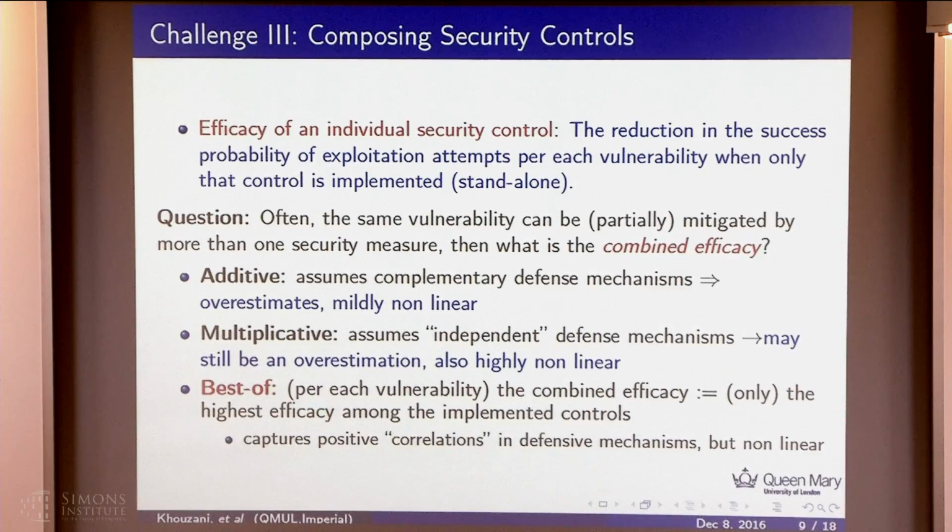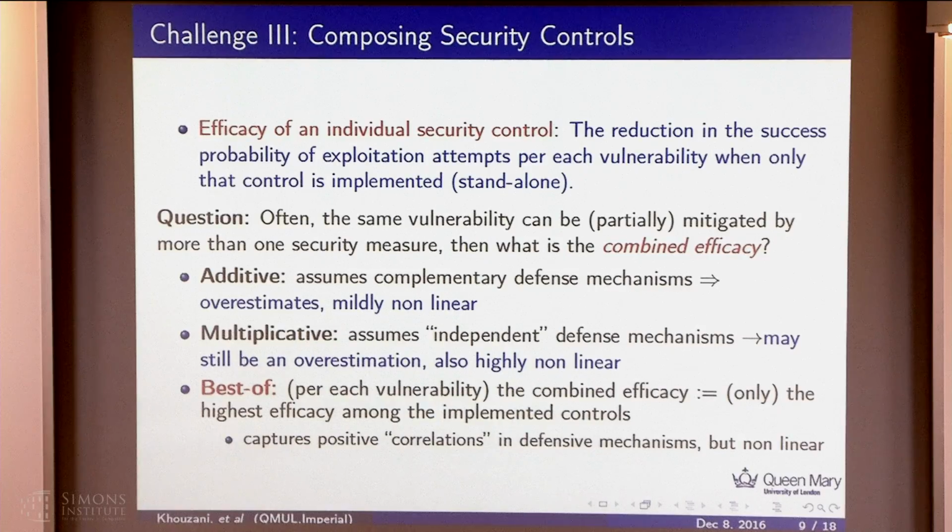And here we went through three possible approaches. The first, the most linear of the three, is where we assume that the efficacy adds up, capped to a certain maximum. But this clearly overestimates, in most cases, the combined efficacies of controls. Then we considered a highly nonlinear composition, which is multiplicative, things independently combined. So if a vulnerability has to pass through all controls that may affect it, but this again still brings some overestimation.